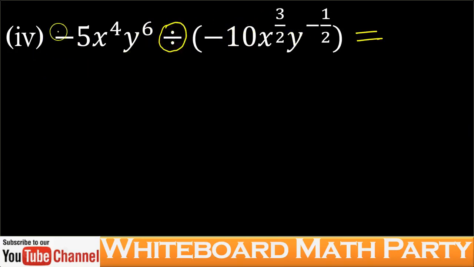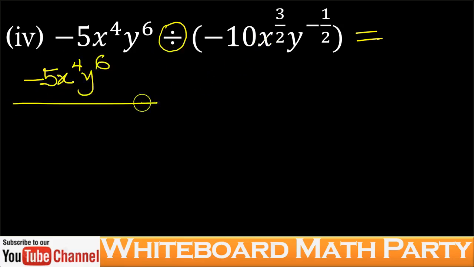So what I'm going to do now is, first of all, this is going to make my numerator. So I'll make it this way, minus 5x to the power of 4, y to the power of 6. This is my division sign like this. And my denominator is negative 10x to the power of 3 upon 2 and y to the power of negative half. Yeah, something like this. This is a good step to start.